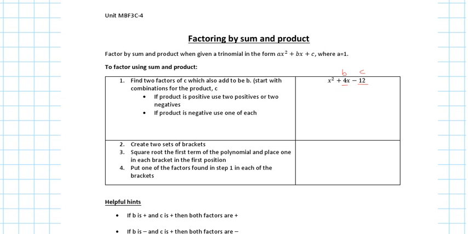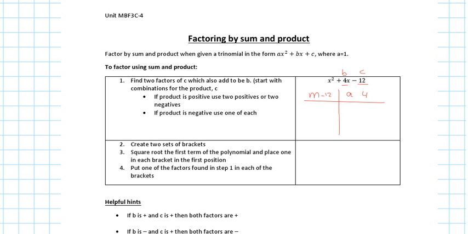I have to look for 2 numbers that, what does the sum mean? Add. Okay, and what does product mean? Multiply. Good. So I'm looking for 2 numbers that multiply to C, and their sum is 4. So here's what we're looking for: 2 numbers that multiply to negative 12 and add to 4.